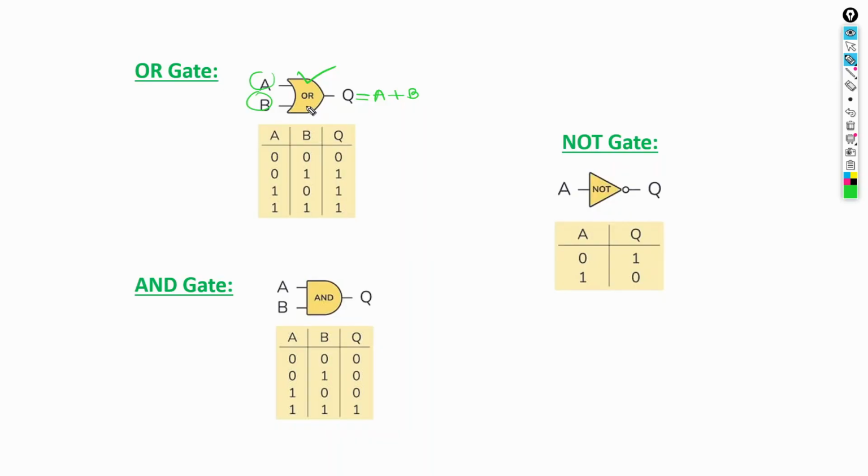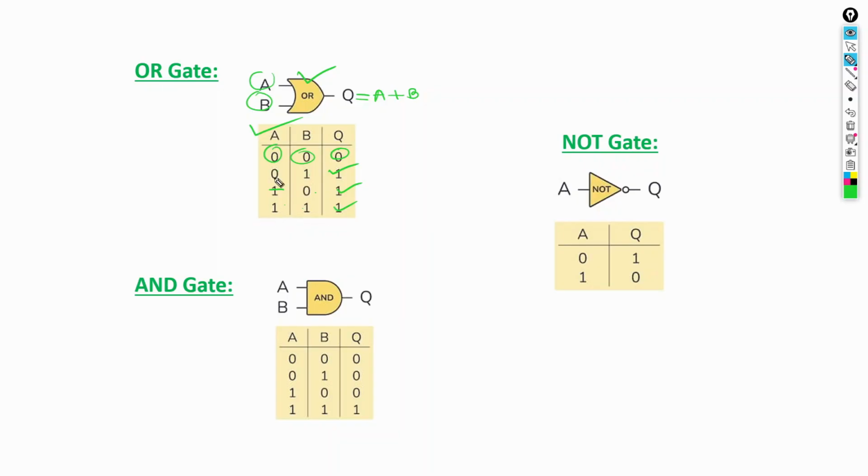For checking the output, we need its truth table, and here is the truth table. Here you can see that 0 plus 0 equals 0, 0 plus 1 equals 1, 1 plus 0 equals 1, 1 plus 1 equals 1.